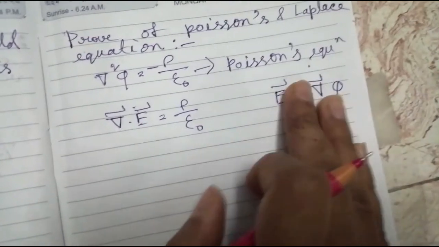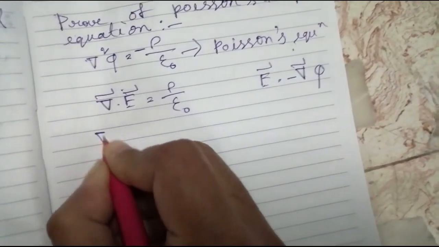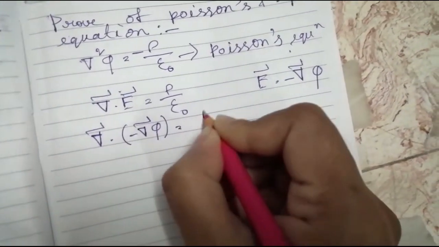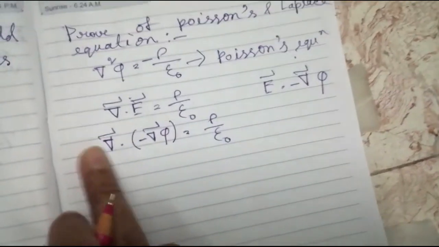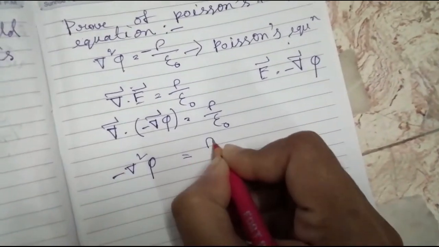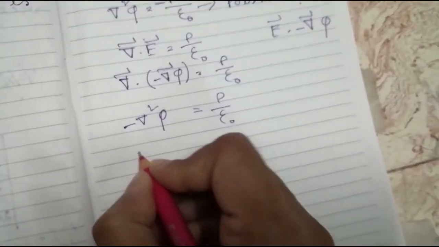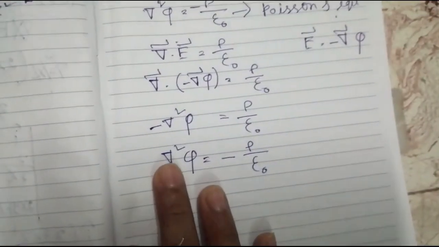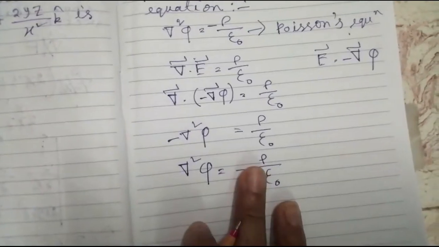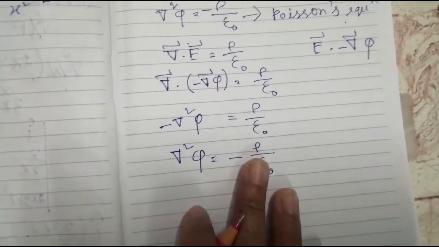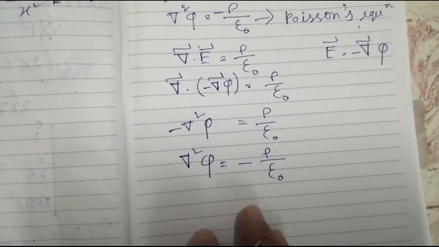Now if we place this over here, then what we are getting: nabla dot minus nabla phi is equal to rho by epsilon naught. So nabla dot nabla means what? Nabla square phi, with the minus sign, is equal to rho by epsilon naught. So finally nabla square phi equal to minus rho by epsilon naught. This is the form of Poisson's equation. What is rho? Rho is nothing but the volume charge density. Charge density means charge per unit volume.